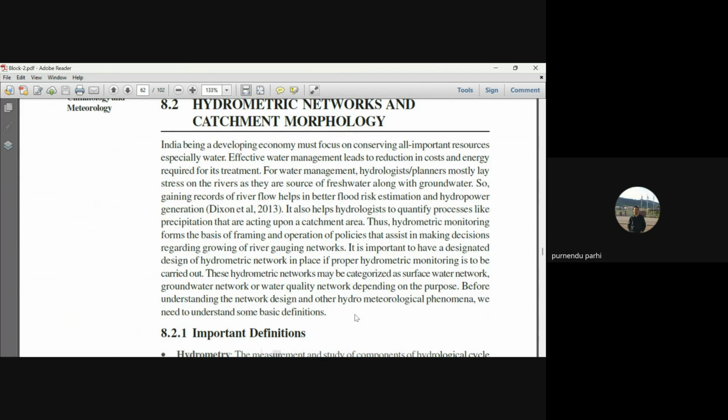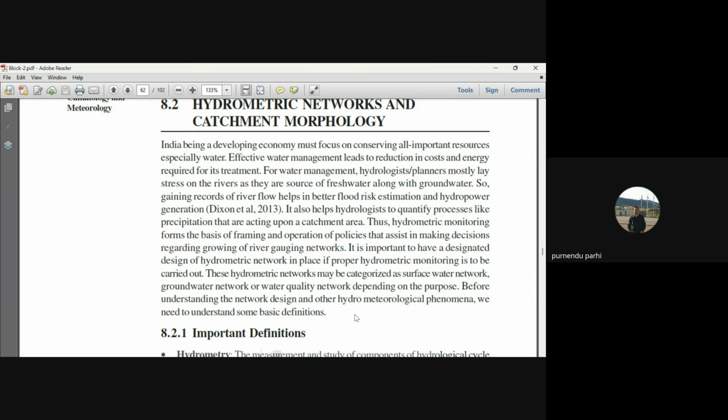So, hydrometeorology network and catchment morphology. India being a developing economy must focus on conserving all important resources, especially water. Effective water management leads to a reduction in cost and energy required for treatment. For water management, hydrologists and planners mostly lay stress on rivers as they are the source of fresh water along with groundwater. So gaining a record of river flow helps in better flood risk estimation and hydropower generation.